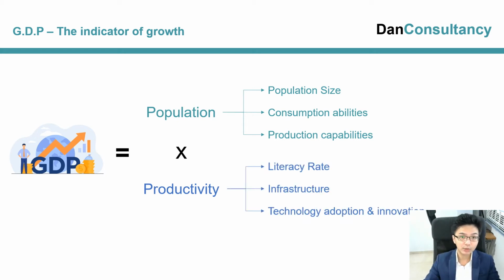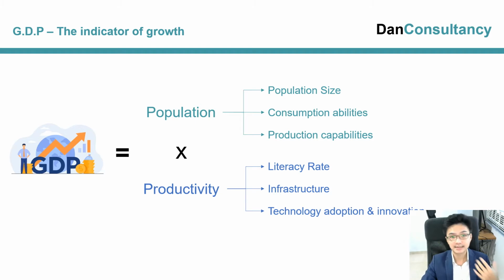For productivity, we are looking at another 3 key factors, which is basically the literacy rate, infrastructure, as well as technology adoption and innovation, right? Ultimately, a positive development of each factor will contribute to a positive development of the 2 components, be it population or productivity, which ends up contributing to a higher GDP output and economic growth, vice versa.